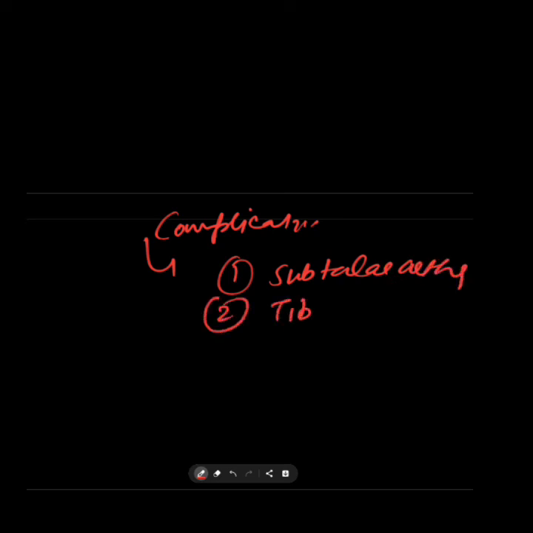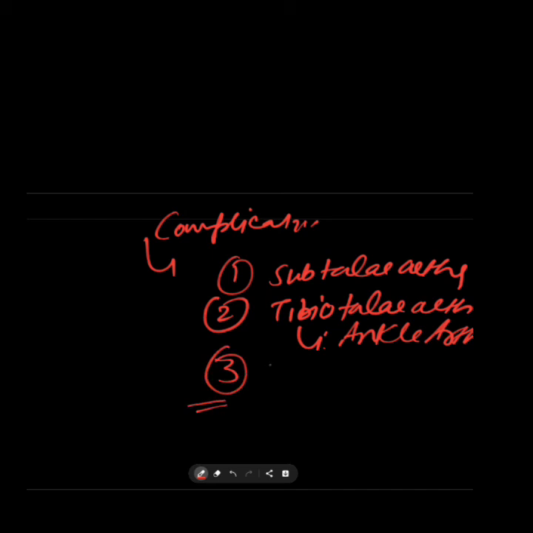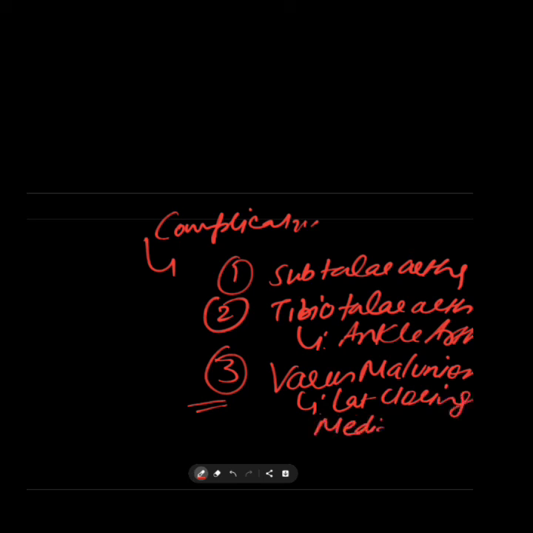The main important complications are, firstly, subtalar arthritis, which is the most common complication. Second is tibiotalar arthritis. In the tibiotalar arthritis, we can do ankle arthroplasty or arthrodesis. Third, there may be varus malunion. In varus malunion, we can do lateral closing wedge osteotomy or medial opening wedge osteotomy.